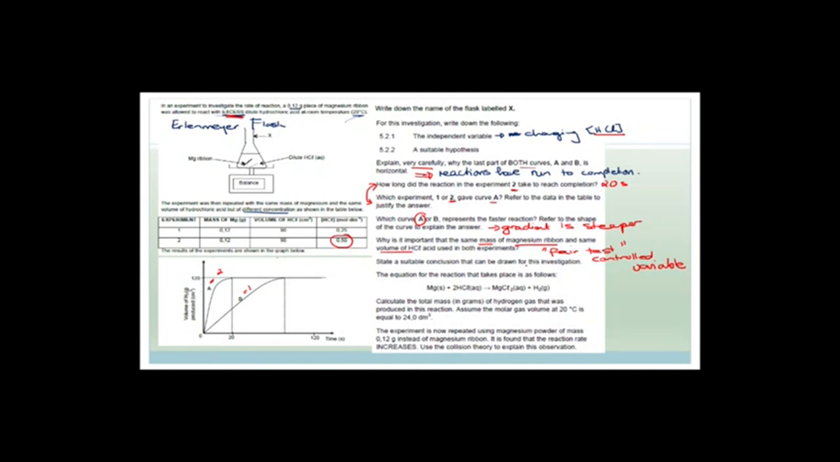So state a conclusion that can be drawn for this investigation. Well, remember that a conclusion has to be similar to a hypothesis in the sense that your conclusion has to be correct in this case. You can't be incorrect. And it has to compare two variables or relate two variables to each other. So your conclusion cannot be, oh, well, experiment two is faster.